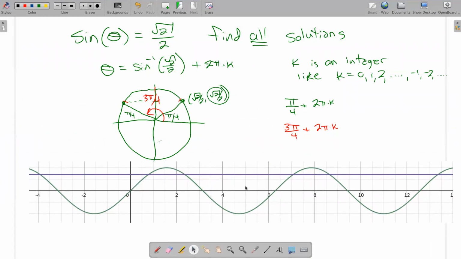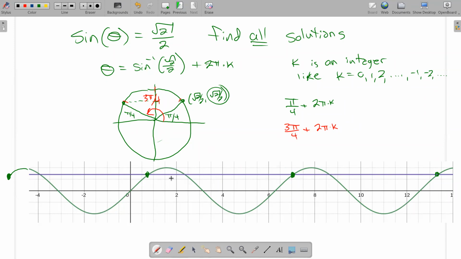All right, so then green solutions were related to pi over 4. That was this one right there. And then if I add one period, that gives me this one right here. If I add two periods, that gives me that one right there. If I subtract a period, then that would give me the solution I can't see, that's over here.